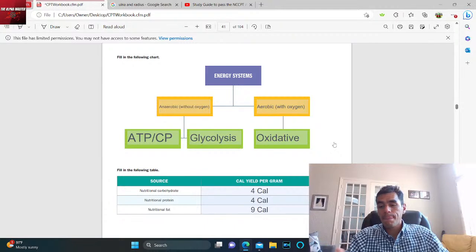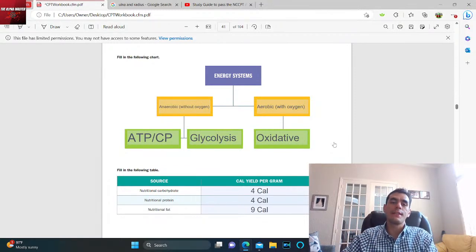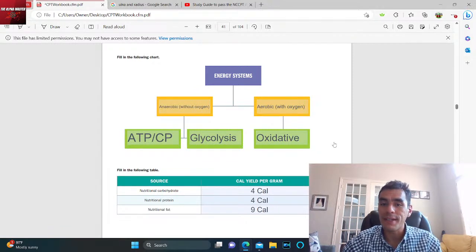The energy systems. Fill in the following chart. The energy systems. Anaerobic without oxygen, you have ATP-CP and glycolysis. And aerobic with oxygen, you have oxidative.